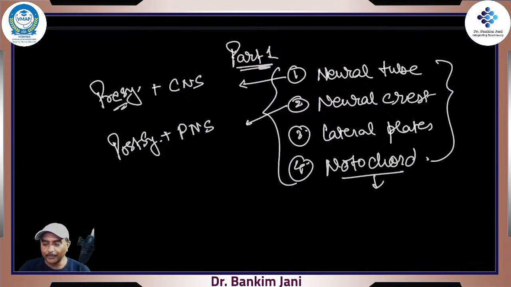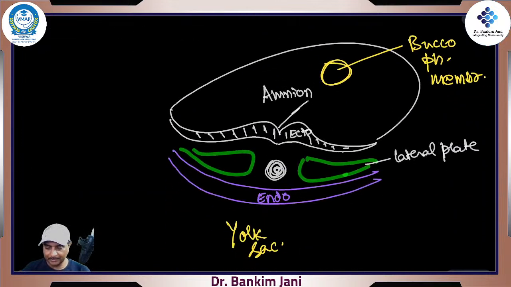So, neural tube, neural crest, lateral plates, notochord, right? And presynaptic plus CNS, that is by the neural tube, postsynaptic and PNS by the neural crest, right? Buccopharyngeal membrane, that is what will be the future mouth. That's the amnion, this is the yolk sac, and we have got ectoderm, lateral plates, endoderm, and that one is the notochord.